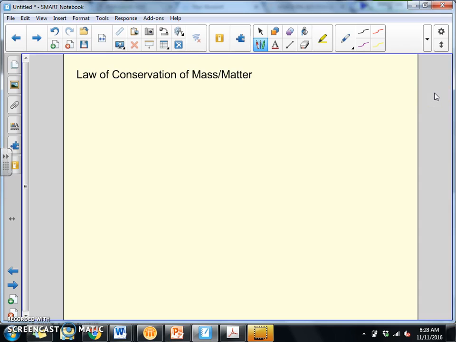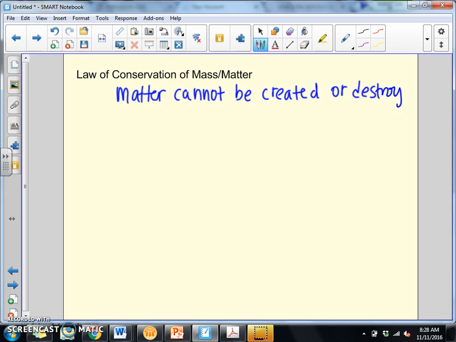Now, the law of conservation of mass and matter says that matter cannot be created or destroyed. Now, if matter cannot be created or destroyed, you can only have a cycle. If you've ever watched The Lion King, you know it's the circle of life, right? Once we die, we become part of the earth, and then it kind of cycles back through our food. It cannot be created or destroyed.